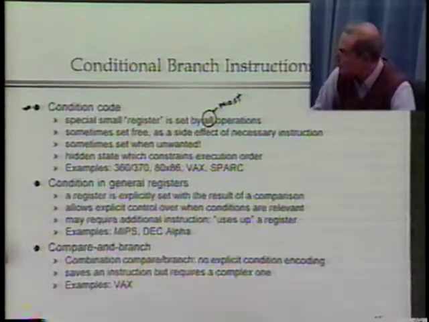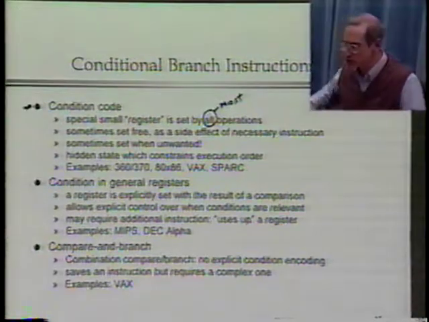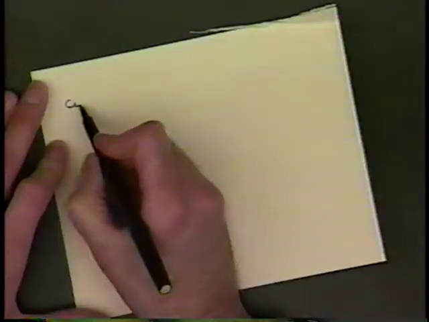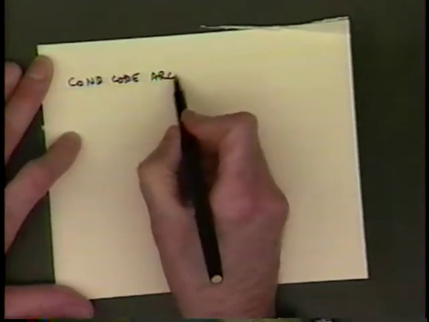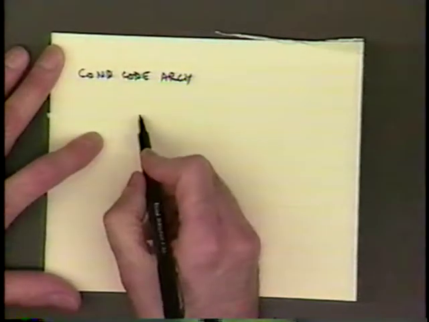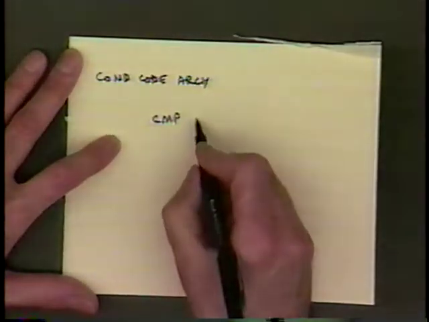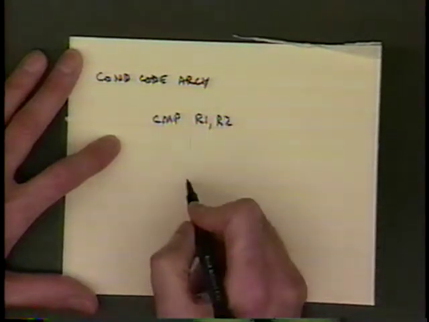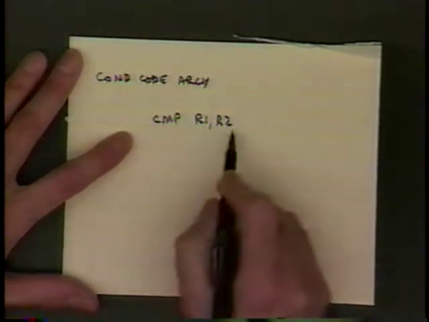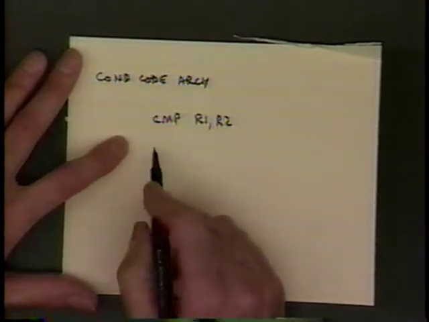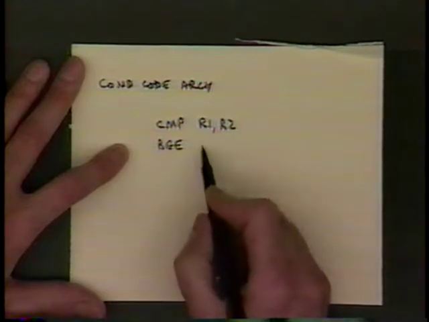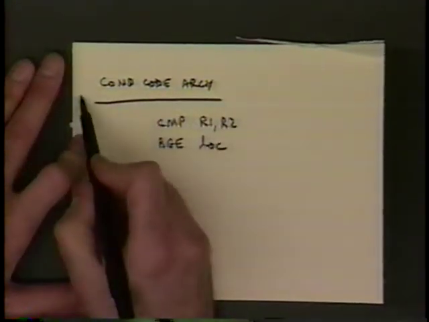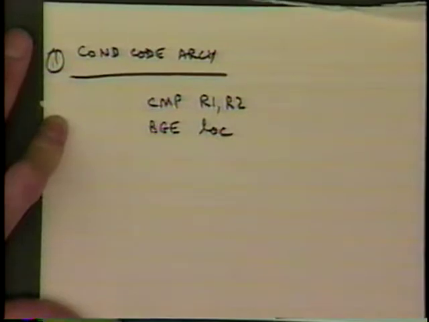Condition codes, and then the following branch instruction, let's show how that works. The following branch instruction would test the value of that condition code. So let's look at, for example, a condition code architecture. You would do something like compare register 1 and register 2. That would implicitly set the condition code saying whether those registers are equal or which one is greater than the other. And then you might do, in a subsequent instruction, a branch greater than or equal to some location. So this is example 1.